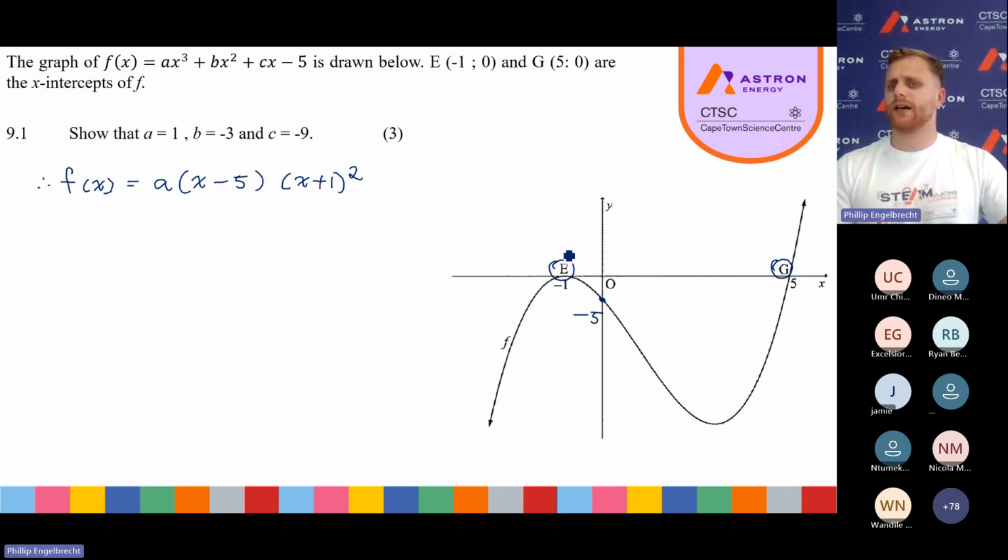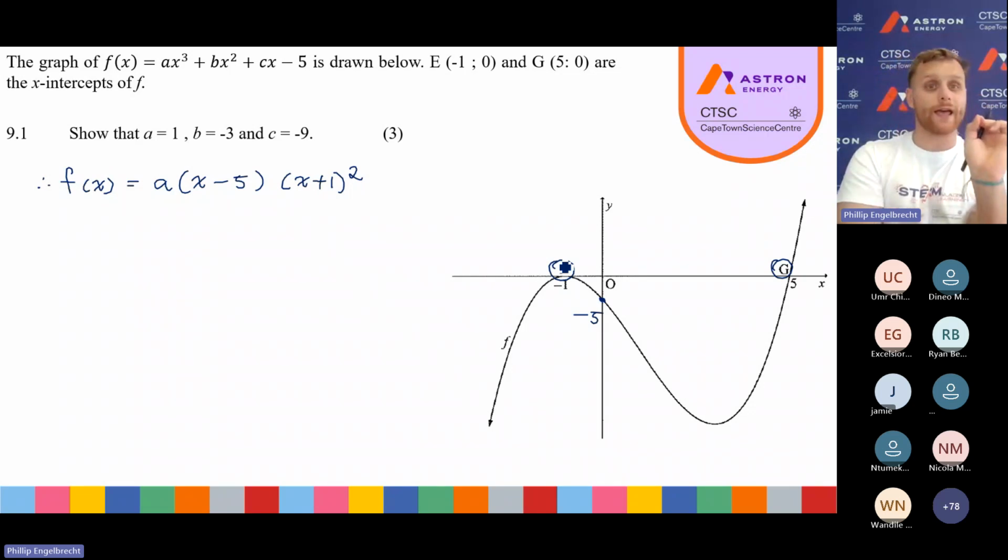Think about it like this, guys. This graph basically intercepts E twice. Okay, remember, this is x to the power of 3, so there are usually 3 roots. Just 2 of the roots are at the same point. Okay, so this is our graph. Now all I need to do is find what a is equal to.